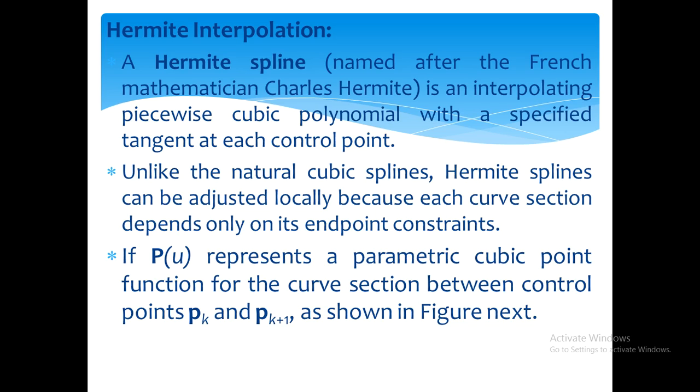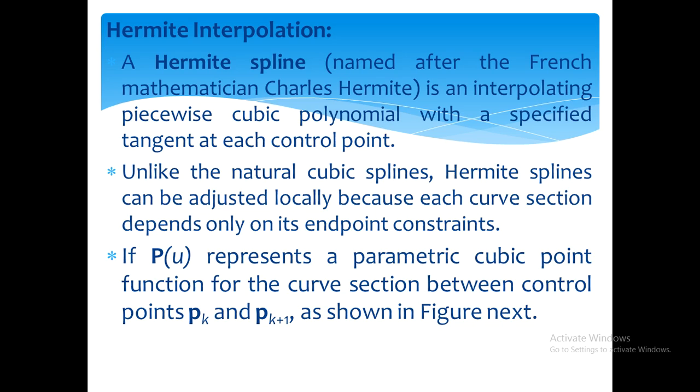To overcome that disadvantage, we have one more spline curve, that is Hermite interpolation. The Hermite spline, named after the French mathematician Charles Hermite, is an interpolating piecewise cubic polynomial with a specified tangent at each control point. Here we are specifying a tangent at each control point.